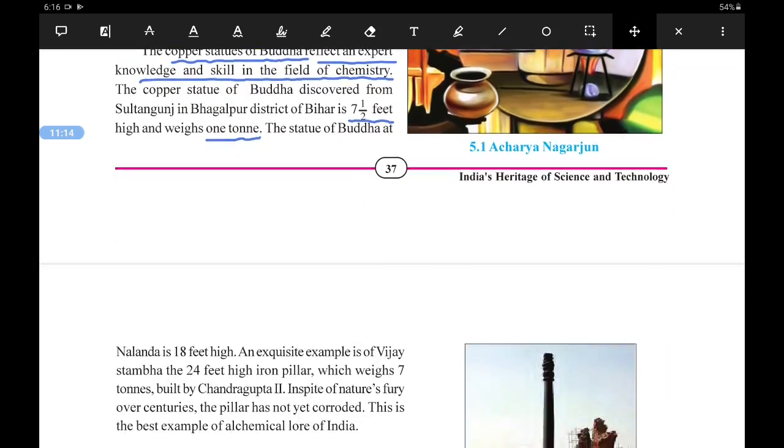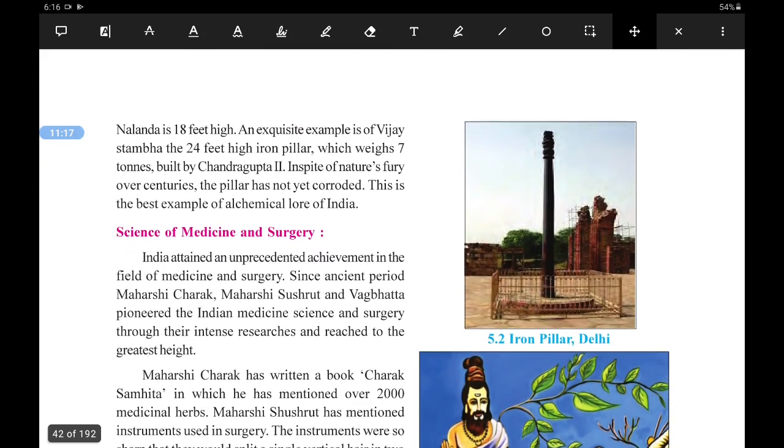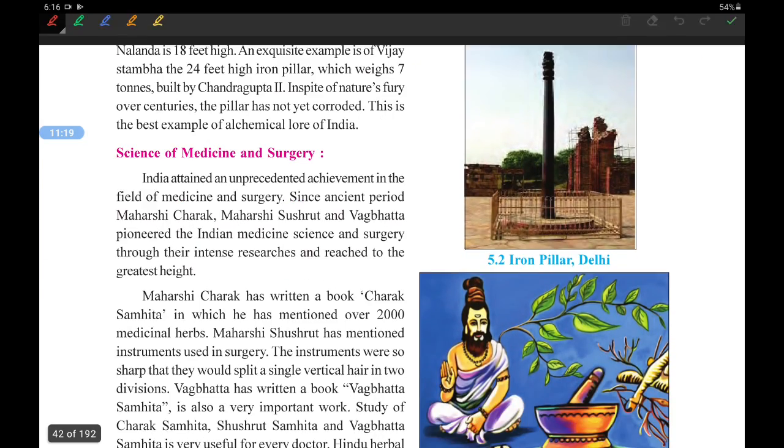Now just imagine how big that would be. The statue of Buddha at Nalanda is 18 feet high. See, it is 18 feet high. Okay, so that is a great height. An exquisite example is of Vijay. Okay, the Vijay is 24 feet high pillar which weighs about 7 tons, built by Chandragupta Maurya.